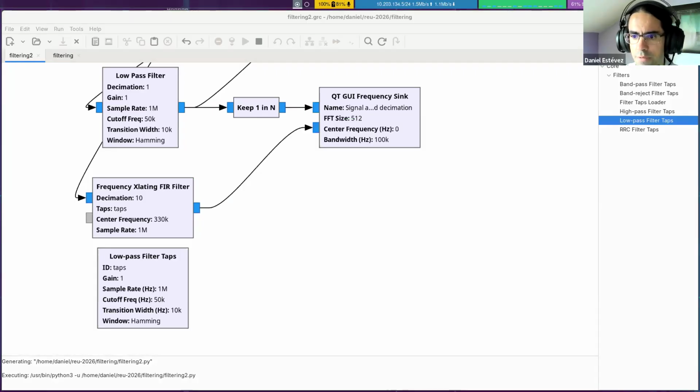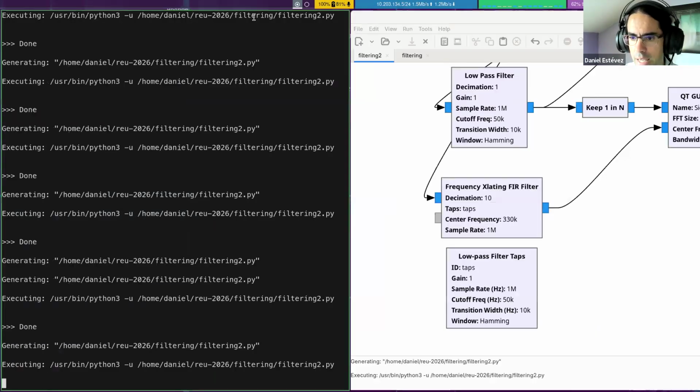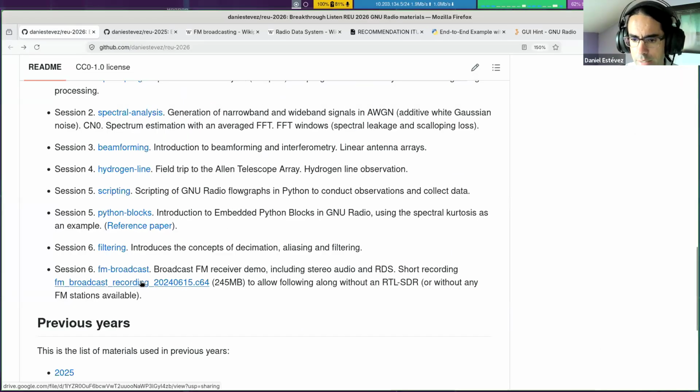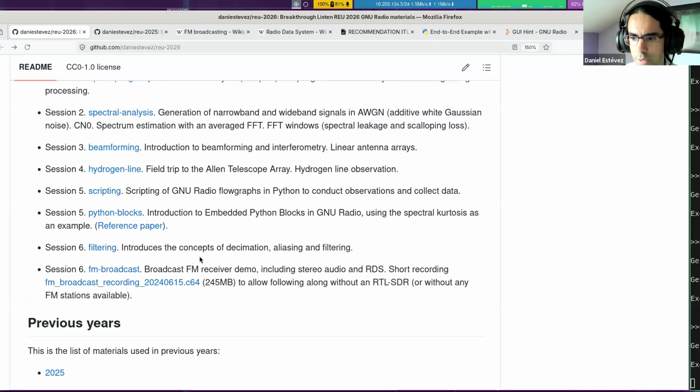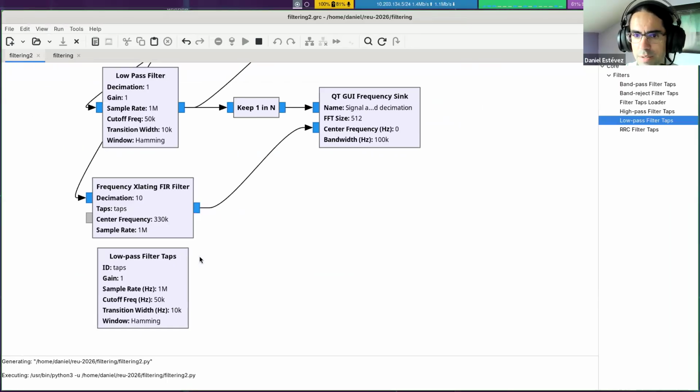So that's what I had regarding filtering. We will take a 5-minute break, so that's until, I don't know, 9 minutes past the hour, and then resume with an FM receiver. If you have your RTL-SDR sticks, you can use those to tune to real FM stations. If you don't, there is a recording here that you can click and it will download, and hopefully it takes less than 5 minutes to download. So you can use the recording instead of the RTL-SDR stick if you don't have it. Okay, let's take a break.